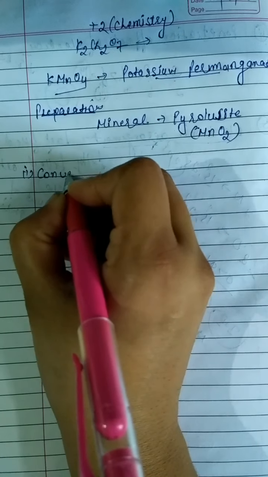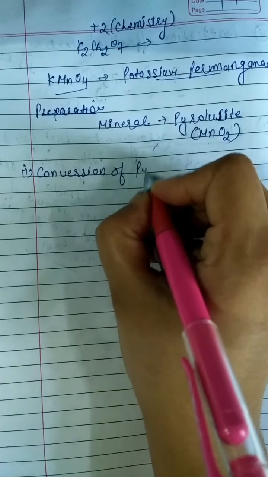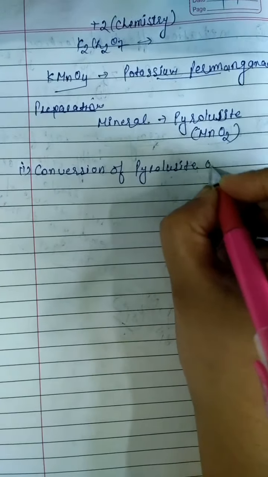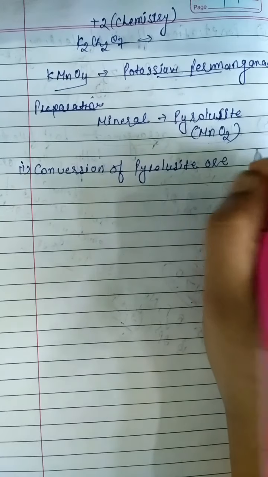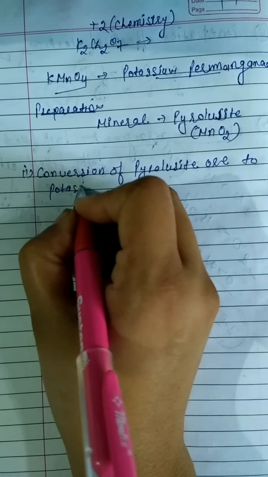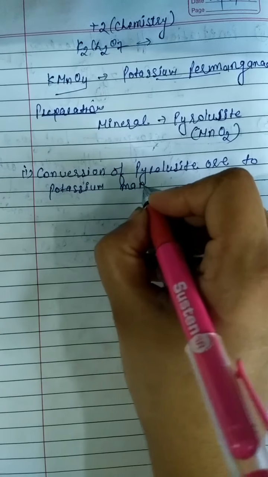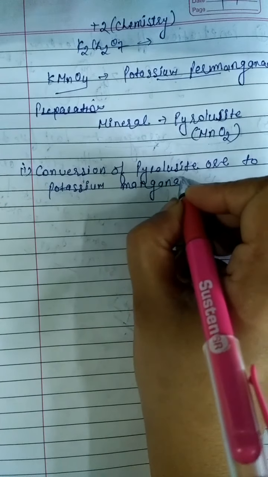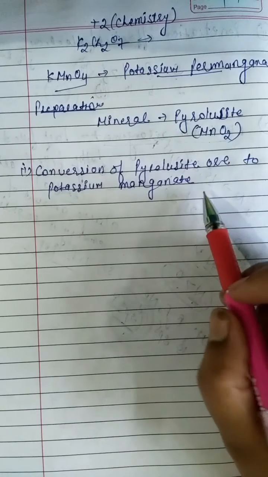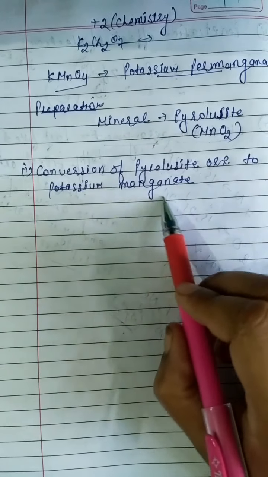Firstly, conversion of pyrolusite ore to potassium manganate. In the first step, we convert the pyrolusite into potassium manganate.